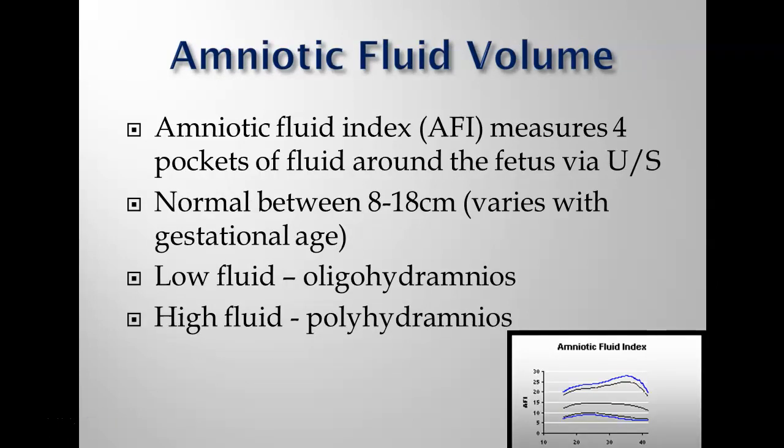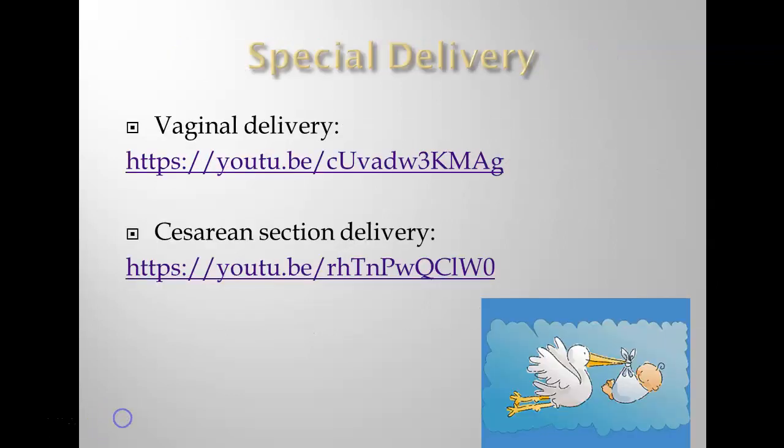The other thing we can do is assess amniotic fluid volume by measuring the amniotic fluid index. And remember, we're measuring those 4 pockets of fluid around the fetus, and we do this via ultrasound. We want it to be between about 8 to 18 centimeters, and this can vary with gestational age. And remember, again, the low fluid around the baby is considered oligohydramnios, and the high fluid around the baby is considered polyhydramnios.